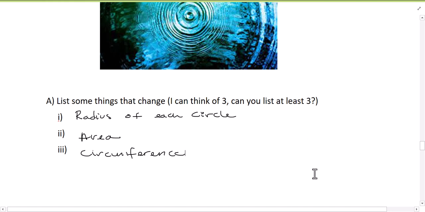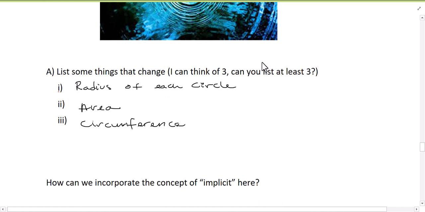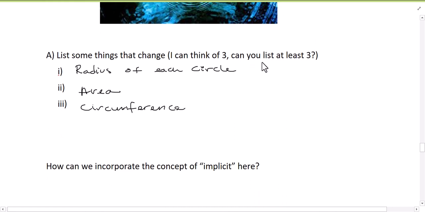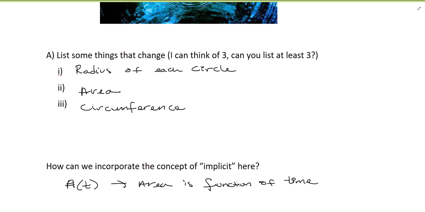And how do they change? They're changing with respect to what? They're changing with respect to time, right? So that means that for this particular example, the area of the circle will be a function of time. So area is a function of time, and so is everything else. The radius and the circumference are also functions of time.